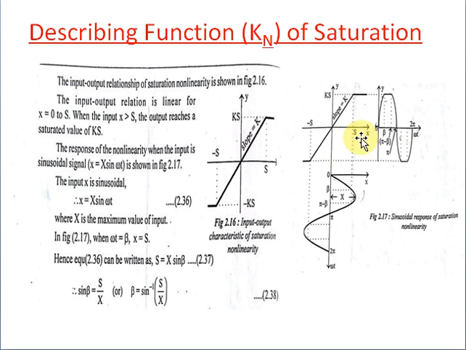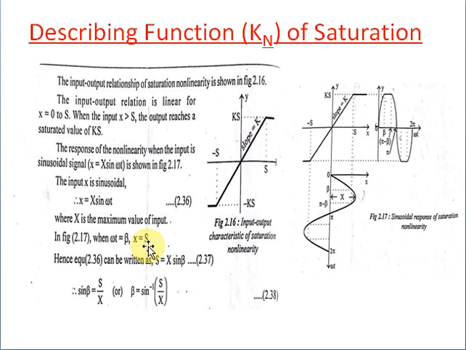Then consider the input applied to the nonlinearity is sinusoidal, that is, x is equal to X sine omega t. Consider when omega t is equal to beta; in the sinusoidal response, this x-axis represents omega t. When omega t equals beta, x is equal to s. From the figure, it is clear that up to this linear portion, at omega t equal to beta, the value of x is equal to s.